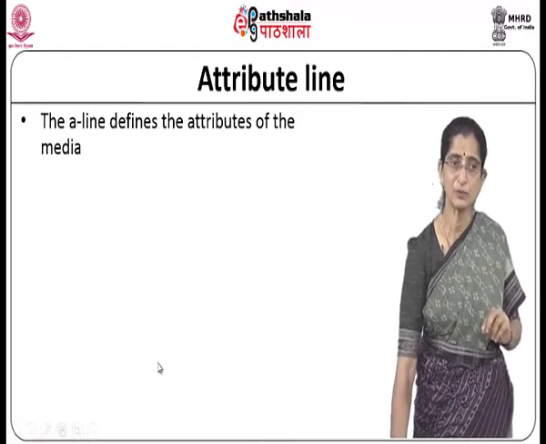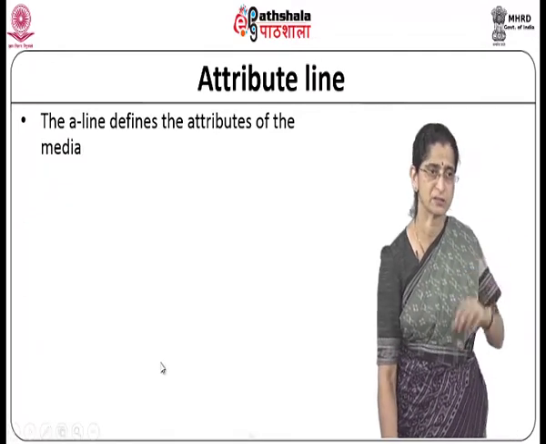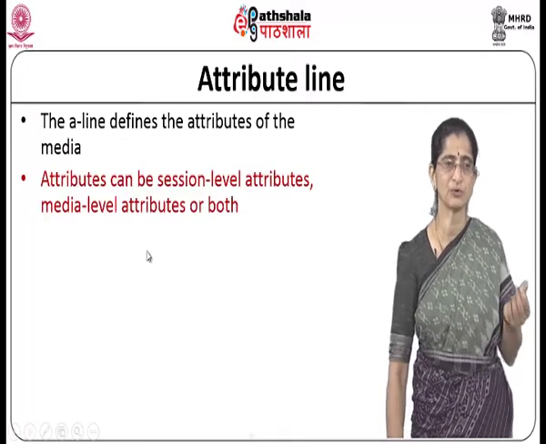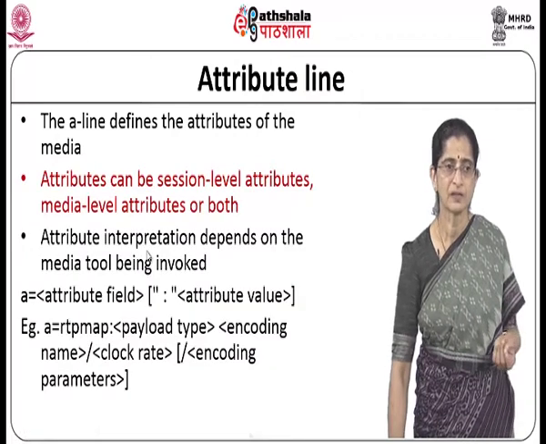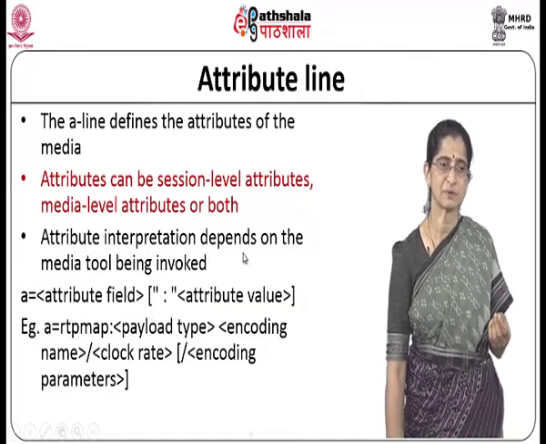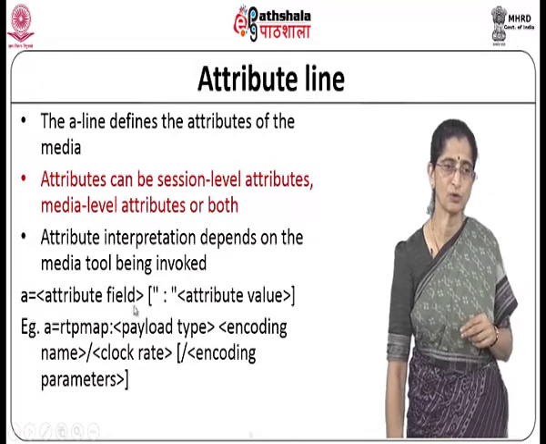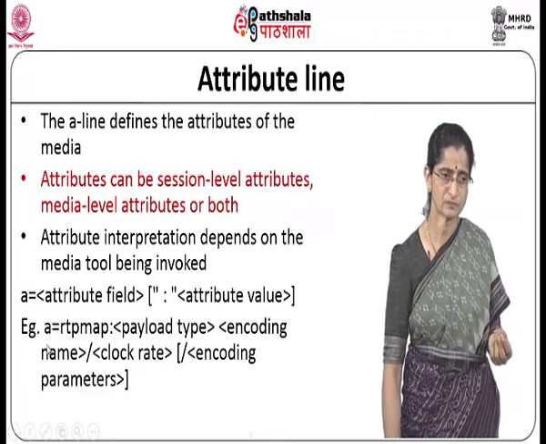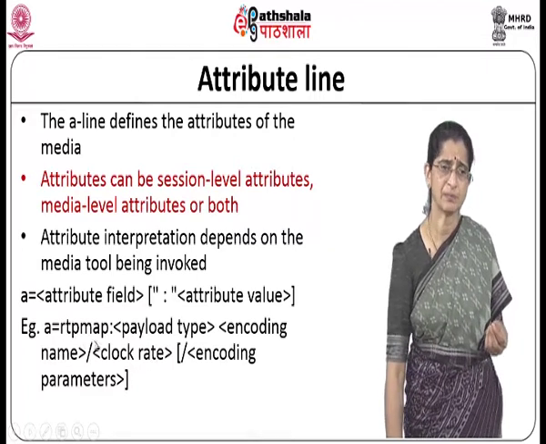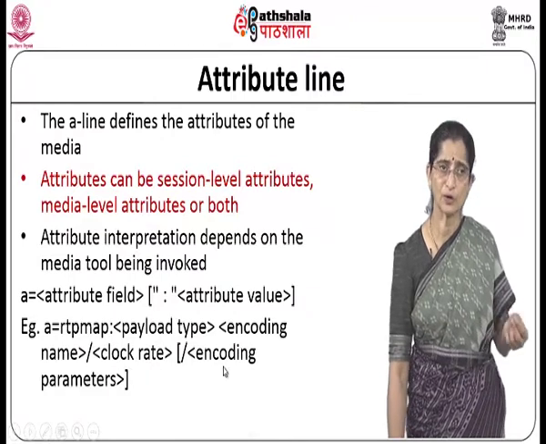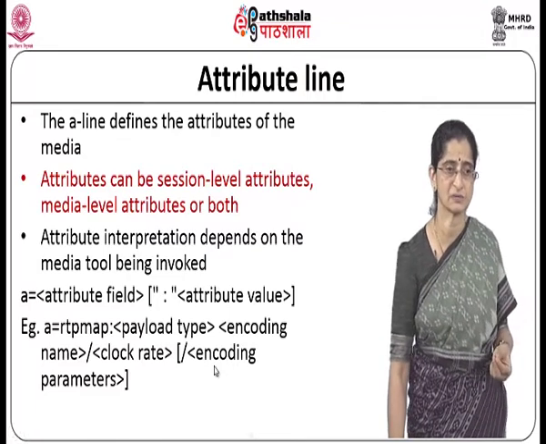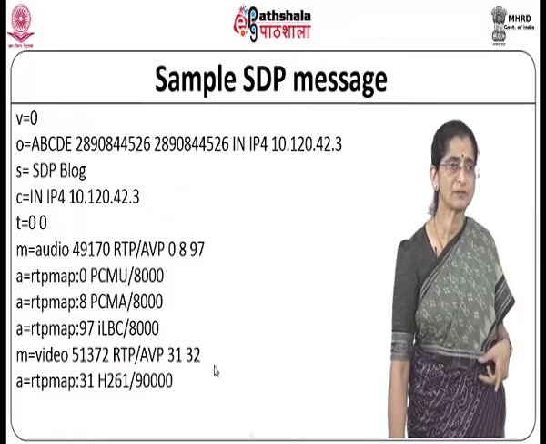Now coming to the attribute lines, which is again part of the media description. So the A line will define the various attributes of the media. It can be a session level attribute, it can be a media level attribute, or both. You will have something like this. Attribute interpretation will depend again on the media tool being invoked. So you will have A equal to and an attribute field followed by some attribute values. For example, you can have something like A rtpmap and specify payload type, encoding name, clock rate, and encoding parameters. These are examples of what could be specified as part of the attributes for the media that is being specified. So this is an example of an SDP message.